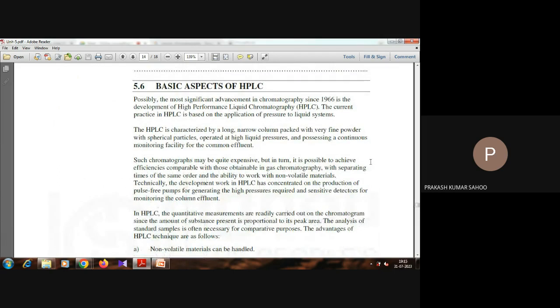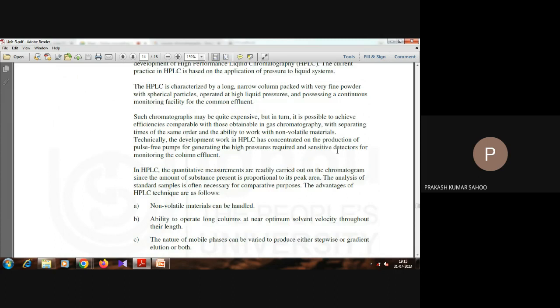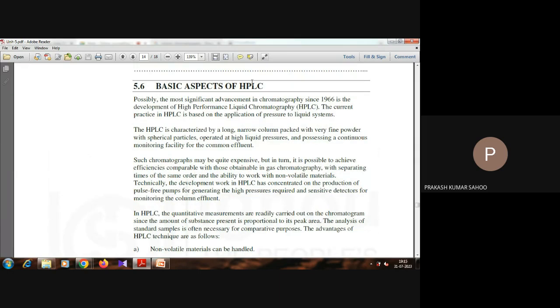Then we have the last part, basic aspects of high performance liquid chromatography, HPLC. This was developed in 1966. The current practice of HPLC is based on application of pressure to the liquid system. HPLC is characterized by a long, narrow column packed with very fine powder with spherical particles, operated at high liquid pressure and possessing a continuous monitoring facility for the column effluent. That means it is just the advanced version of your liquid chromatography, where this is high performance.